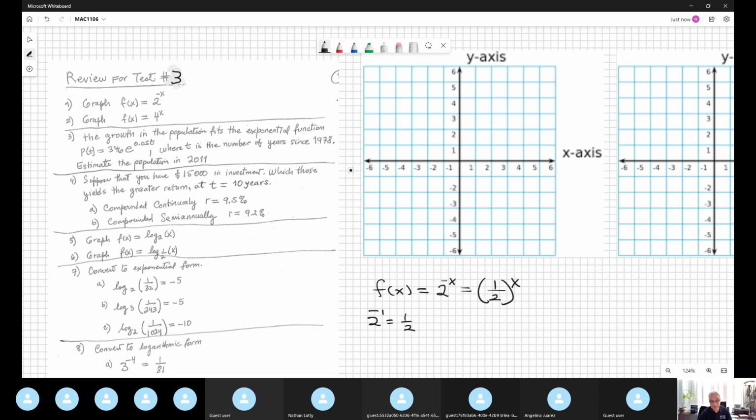Remember the classical 3 points. The first point is the point 0,1. This is universal in any exponential. The second is 1, the same value of the base. We have 1, 1/2, because when you raise to the 1 power, it is invisible. And another point is -1.